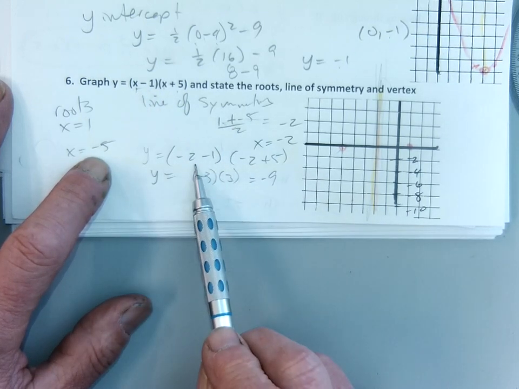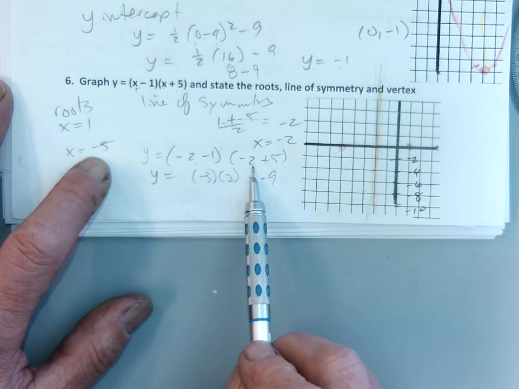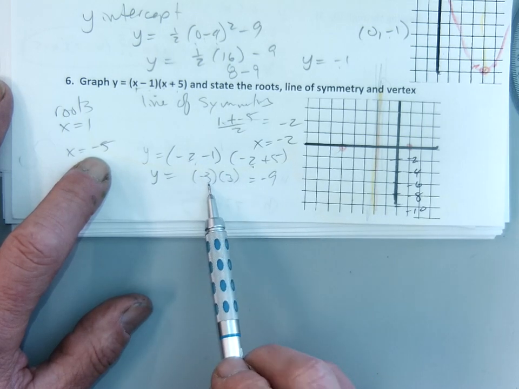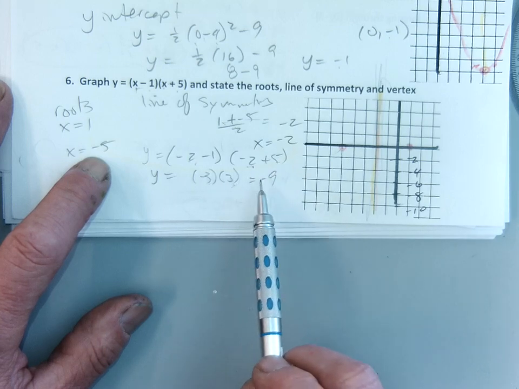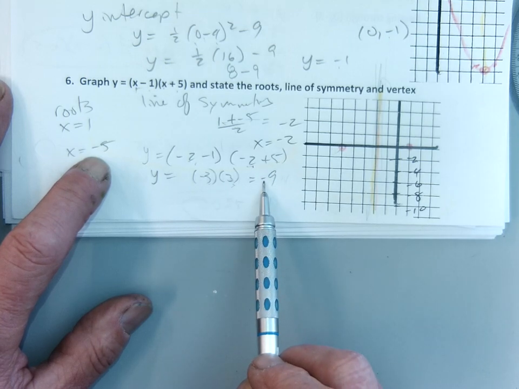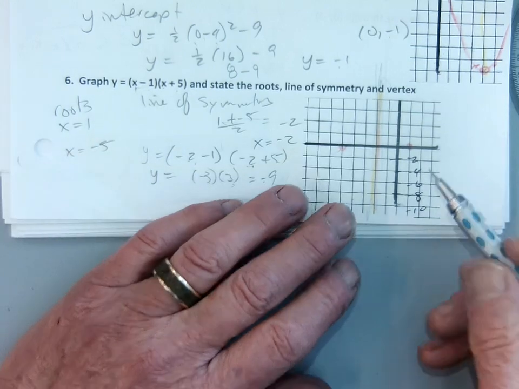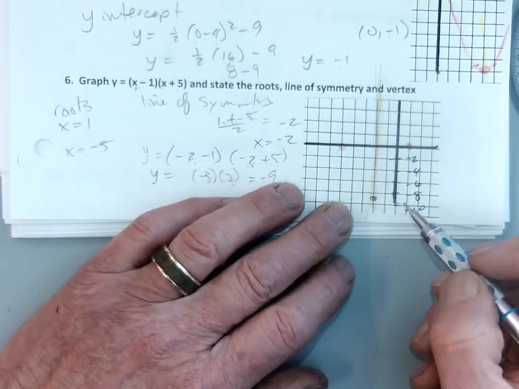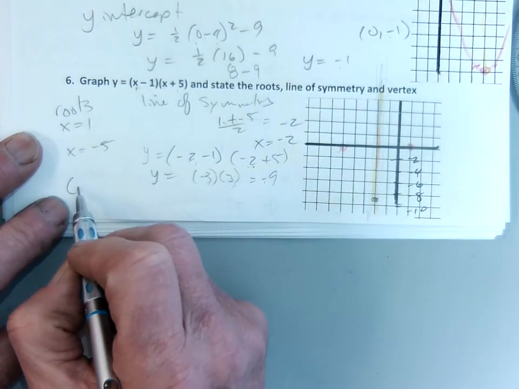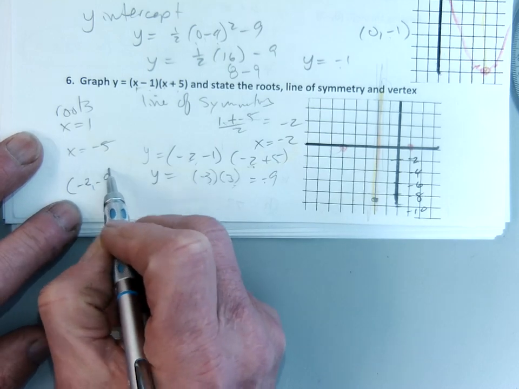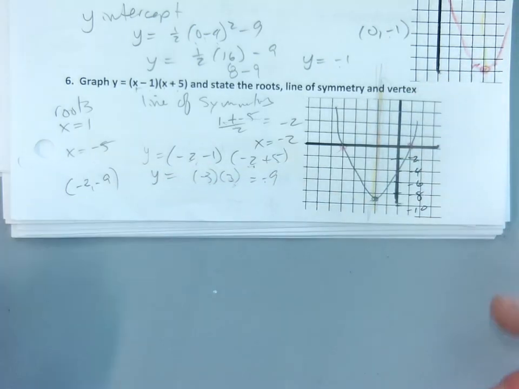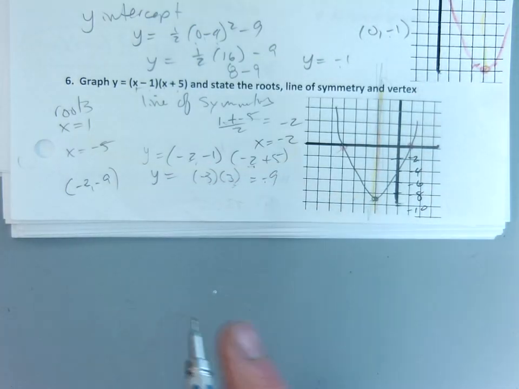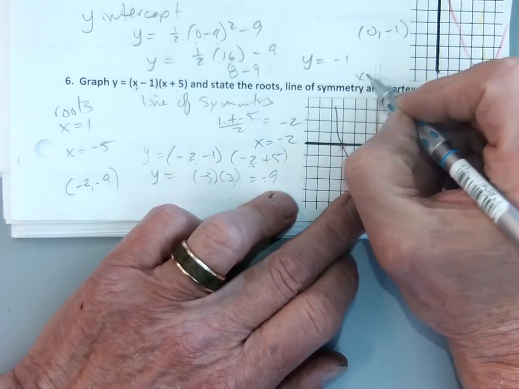I get a negative 2 plugged in for x. Negative 2 minus 1 is negative 3. Negative 2 plus 5 is 3. Multiply, I get a negative 9. So I know my vertex is all the way down here at my negative 2, negative 9, and there is my parabola. Okay? Line of symmetry is x equals negative 2, and I got it.